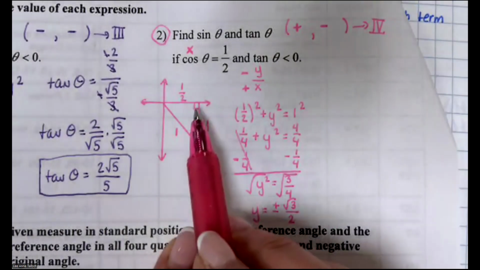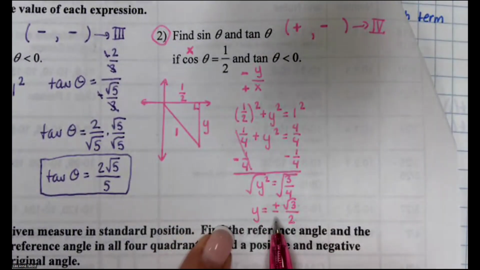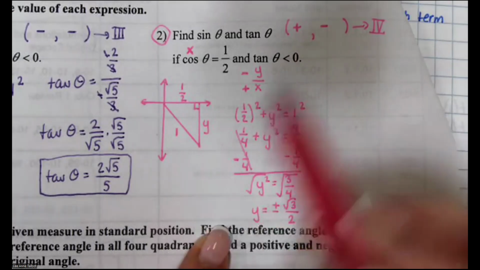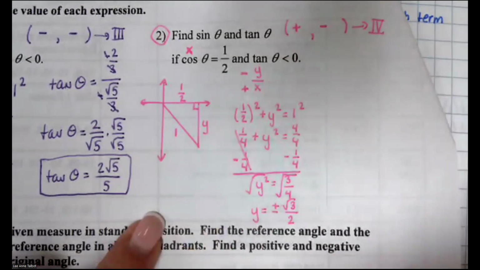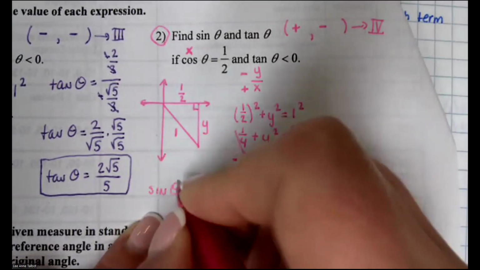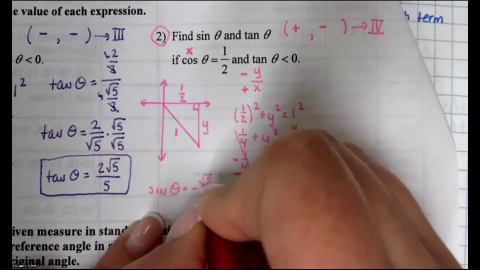Anyway, so why we want the negative one is because we're in the fourth quadrant, the triangle is going down and y is negative. So I'm going to say sine of theta equals negative root 3 over 2.